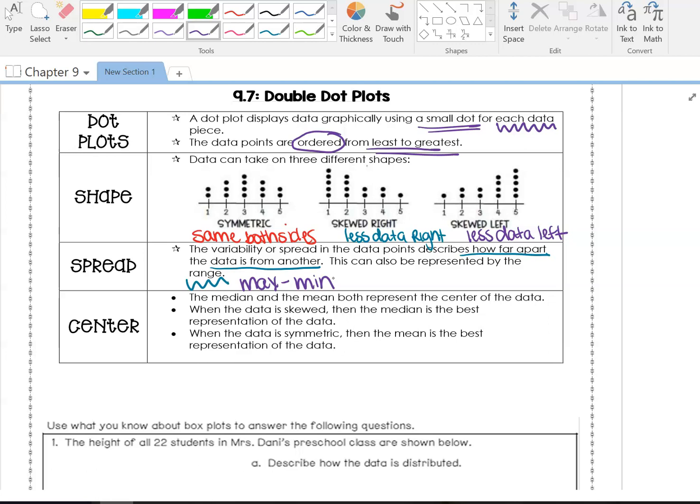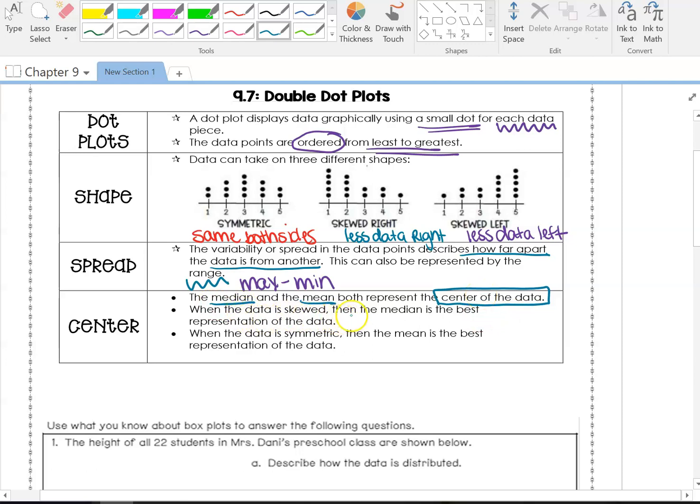So to find the center, like the five number summary, you have the median and the mean, which both represent the center of the data. Okay, so the mean, remember, is the average, and the median is the middle.